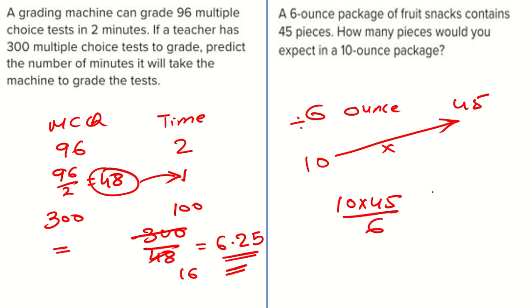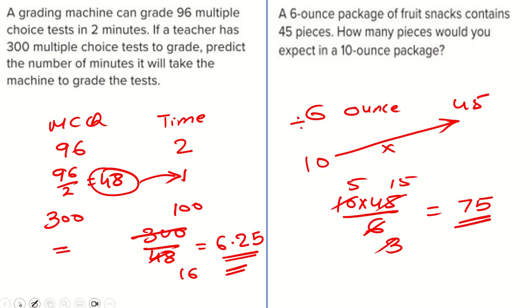Or if there is any problem in this method, then you can do it with the unit conversion or unitary method. First you find for 1 ounce and then you multiply by 10 ounces. Okay, up to you. Now I am going to simplify this. So 2 3s are 6, 2 5s are 10, 45 divided by 3 will be 15. So 15 times 5 will be 75 pieces.